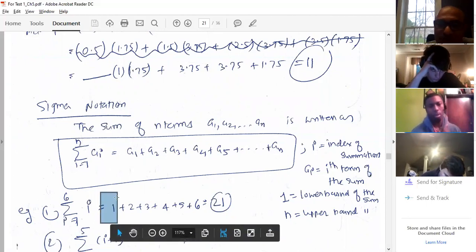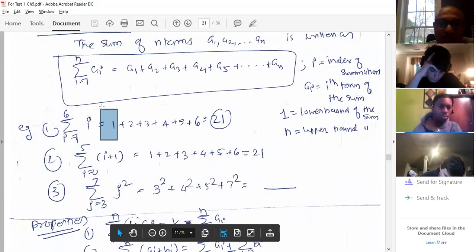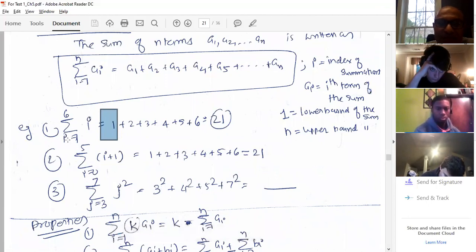There are some specific rules. This a_i, there's a general formula, but suppose a_i equals i, and the summation i equals 1 to 6 of i. So i equals 1, 2, 3: 1 plus 2 plus 3 plus 4 plus 5 plus 6. 6 means you stop over here because that's your upper bound. And the summation is 21. For i plus 1, you now start i with 0, so 0, 1, 2, 3, 4, 5, but plus 1 is there, 0 plus 1.